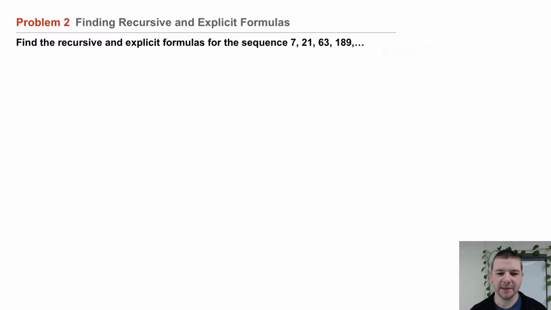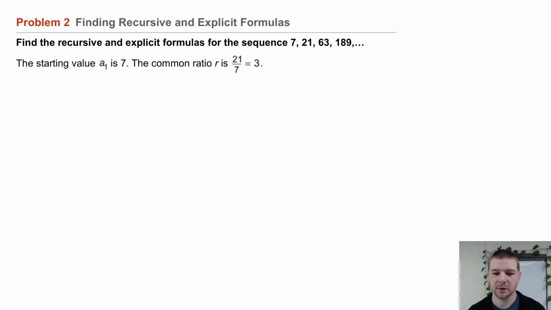Find the recursive and explicit formulas for the sequence 7, 21, 63, 189, and so on. We can immediately identify the starting value, a sub 1, is 7. The common ratio, r, is 21 divided by 7. Note that's our second term divided by the first, and that's 3. So we'll use the formula.